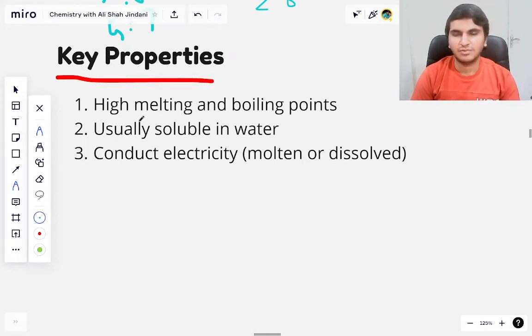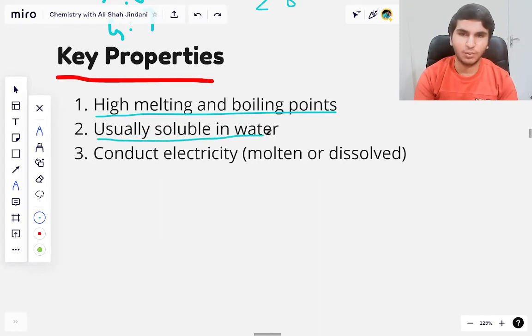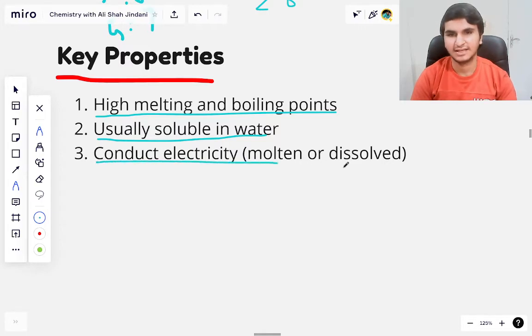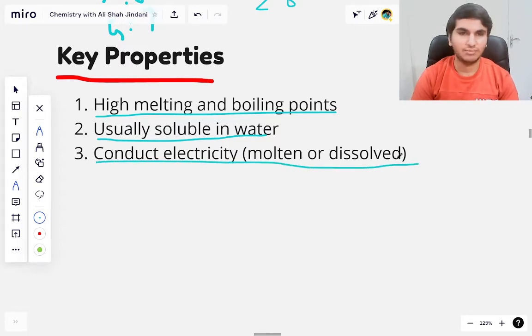So now we want to discuss the key properties of ionic compounds. The first property is that melting and boiling points are very, very high. The second property is that they are usually soluble in water. And the third property is that they conduct electricity when molten or dissolved.